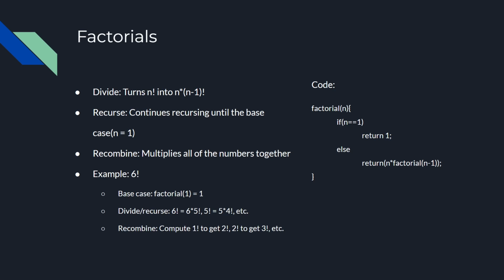For instance, if we take 6 factorial, we know that the base case here is 1, and 1 factorial is 1. So that's our base case. And then we'll divide by expressing 6 factorial as 6 times 5 factorial, 5 factorial as 5 times 4 factorial, so on and so forth. And once we get to 1, we recombine by computing 1 factorial, and then 2 factorial, 3 factorial, so on and so forth. The code is at the right. It's pretty simple. So first we express our base case, which is just 1, and then we express our recursion step.